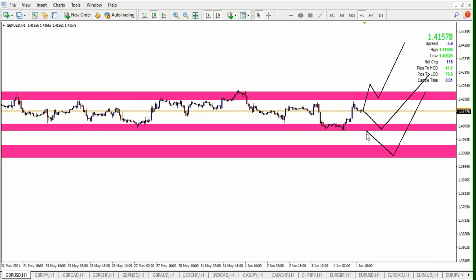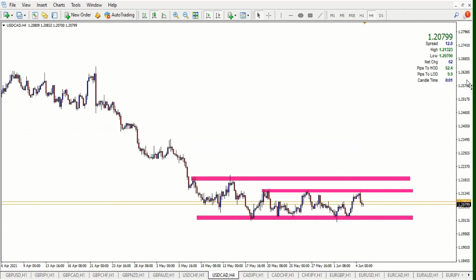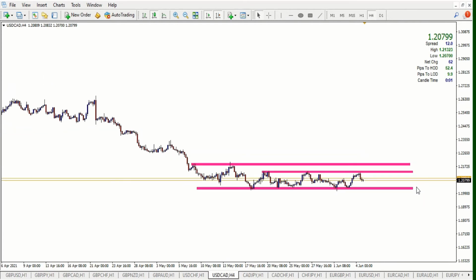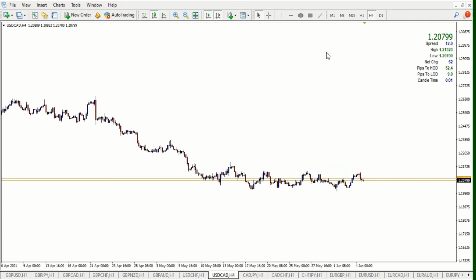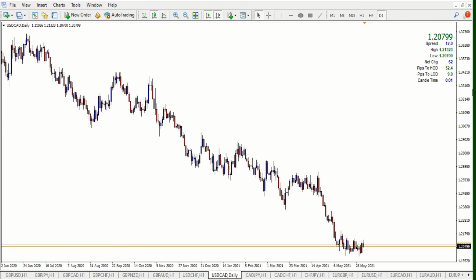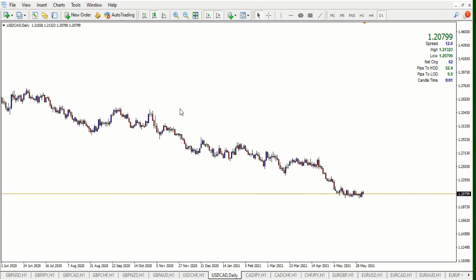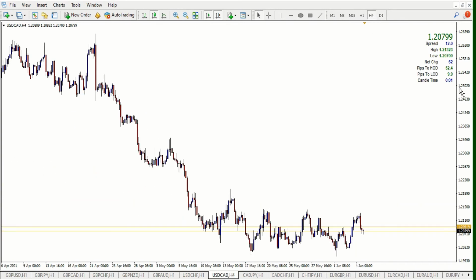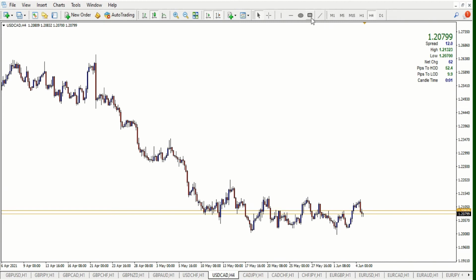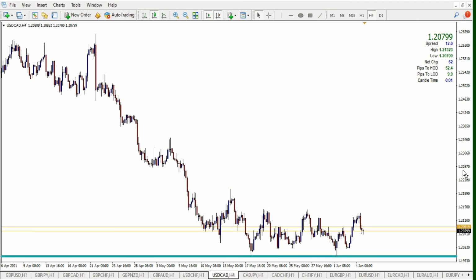Okay, so the next pair we'll be looking at is the USD CAD. So we literally could do the same thing to this one. Let's delete all of this. Okay, so the overall trend has been downward. Okay, it's as clear as daylight. Everyone can see that the market's making lower lows and lower highs. Alright, so let's go to a 4 hour. You see that the market has had a nice wick rejection there.